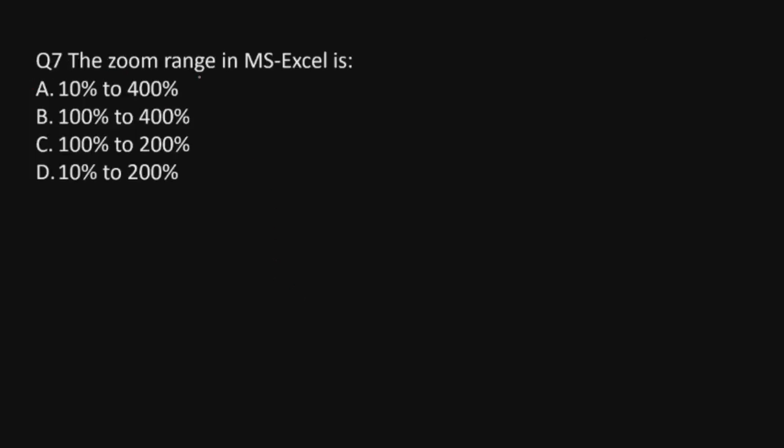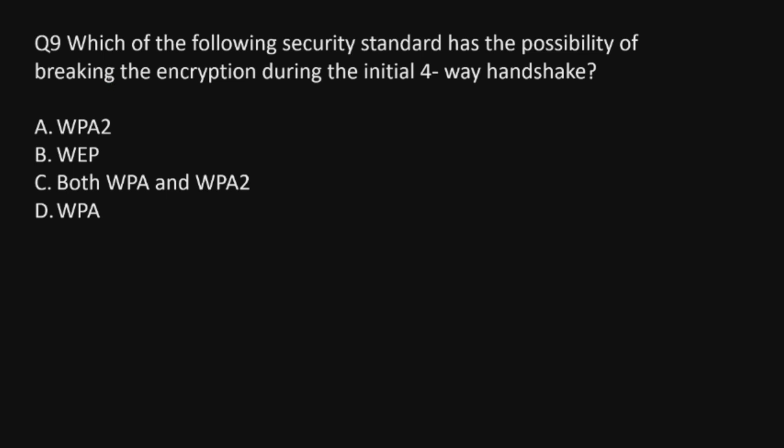Okay, so the zoom range in MS Excel is simple, 100% to 400. Which of the following security standards has the possibility of breaking the encryption during the initial four-way handshake? Okay, so four-way handshake comes here. Guys, I want you to check and comment the answer below. So what will be the answer for this four-way handshake encryption?